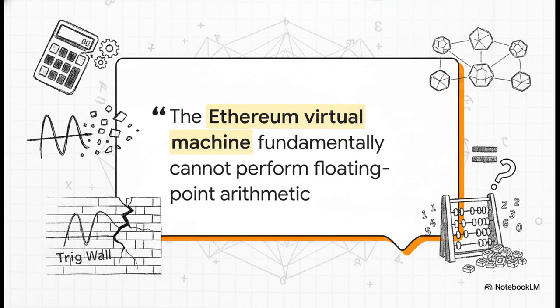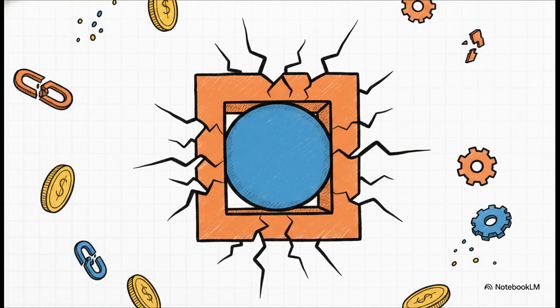As the famous quote goes, the Ethereum virtual machine fundamentally cannot perform floating-point arithmetic or native trigonometric operations. Why? Because in a decentralized network, tens of thousands of independent computers have to reach the exact same mathematical answer to maintain consensus. So, what actually happens when you hit this trig wall? It is a disaster. If you let the hardware guess the decimals, independent nodes will inevitably disagree, and network consensus breaks instantly across thousands of machines.